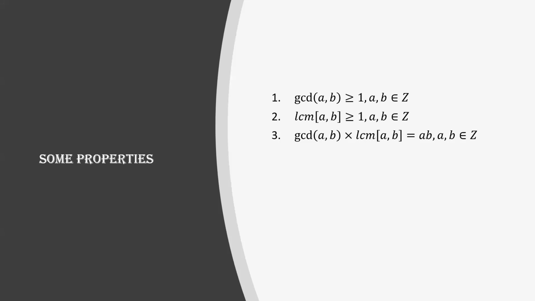Yes, Samyak. Now let's assume that A is equal to P1 power N1, P2 power N2, P3 power N3, and so on, where P is a prime and N is a natural number. And we assume that B is equal to P1 dash power N1 dash, P2 dash power N2 dash, and so on.